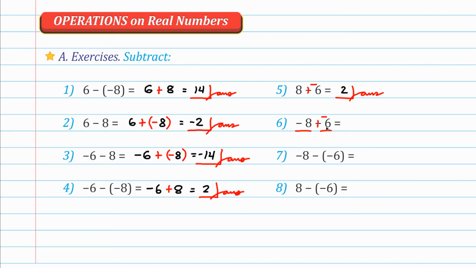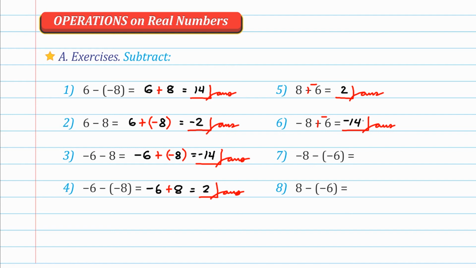They have common signs. Therefore, add their absolute values. 8 plus 6 is 14. And then, copy their common sign. Both are negative. The answer should also be negative. Therefore, the answer is negative 14.